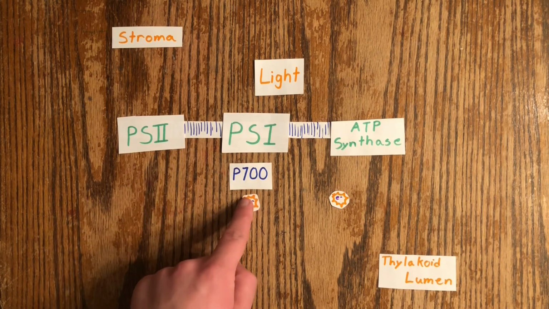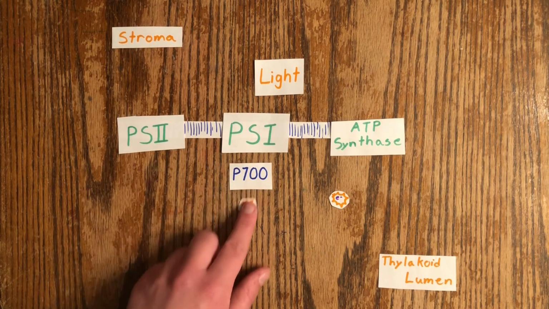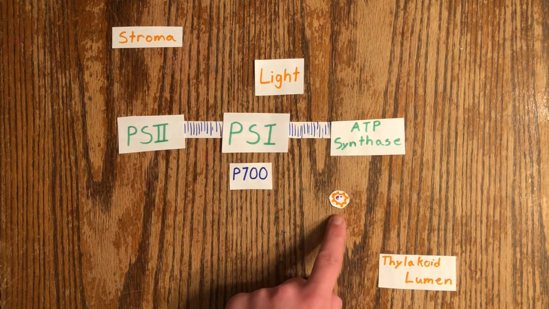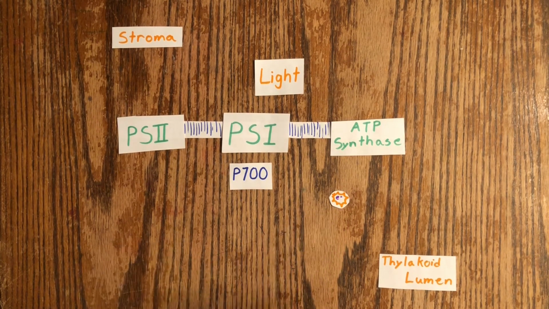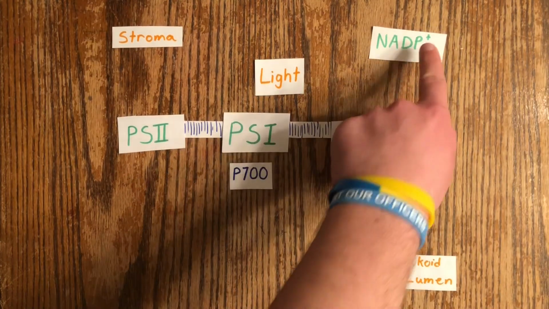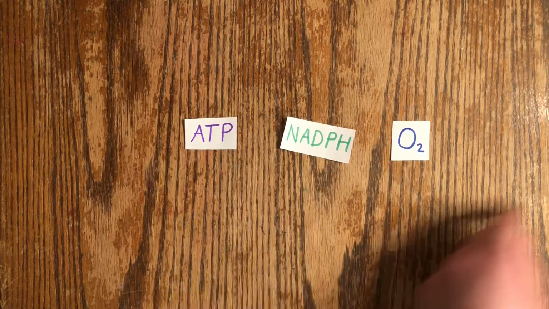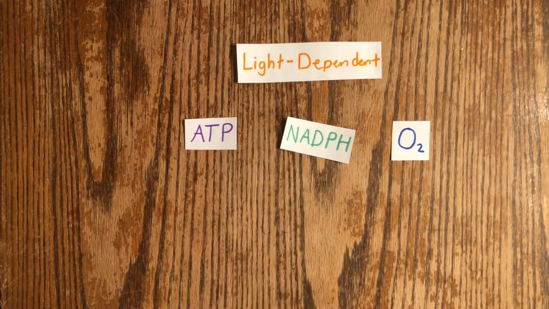Now, the thing that makes photosystem 1 different is where the electron ends up. As it goes to a lower energy level, it goes from one molecule to another, and it can be used to reduce NADP+ and make it become NADPH. We have now discussed how ATP, NADPH, and oxygen are produced in the light-dependent reactions.